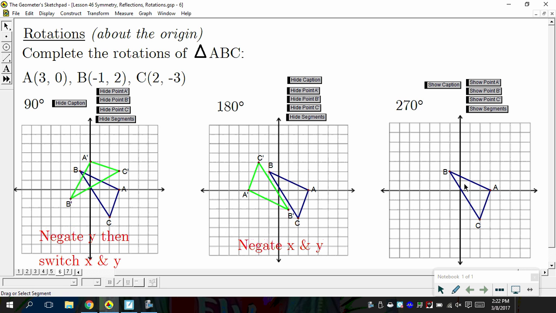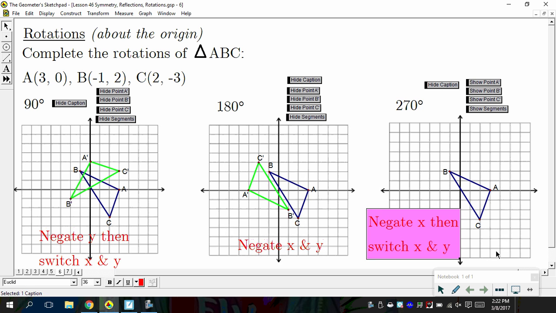And last but not least, for 270, you can rotate your paper 90 degrees to the right, or clockwise, or you can negate the x value and then switch x and y. So I can negate 3 and then make it 0, -3. Negate -1 and make it 2, 1. Negate 2 and make it -3, -2. And I have my new triangle.